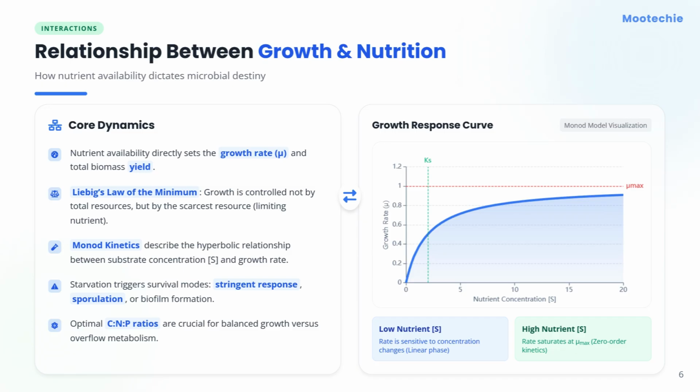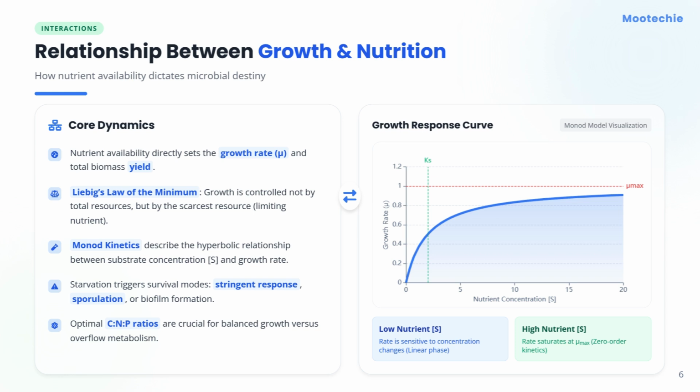Looking at the growth response curve here, you can see that at low nutrient concentrations, the growth rate is very sensitive to changes, but at high concentrations, the rate levels off, following zero-order kinetics. The point labeled Ks is the substrate concentration at which the growth rate is half of its maximum.